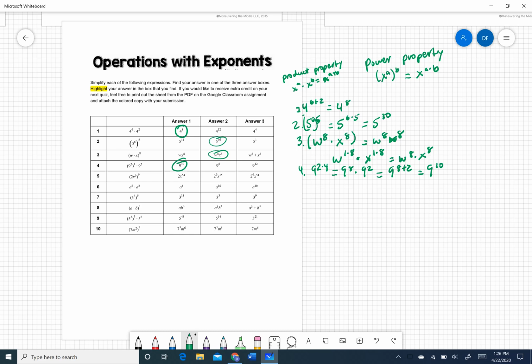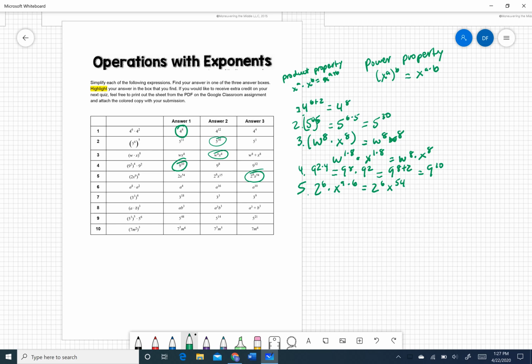All right. So number 5 is very similar, like I said, to number 3, where I'm going to distribute that exponent on the outside of the parentheses to both terms. Technically, this is 2 times x to the 9th power. Just like in number 3 where we had w times x, those are two terms. So I'm going to distribute that 6 to both 2 and x to the 9th. When I write this out, 2 to the 6th times x to the 9 times 6. So my final answer here is going to be 2 to the 6th times x to the 54th power. So I have my answer right there.